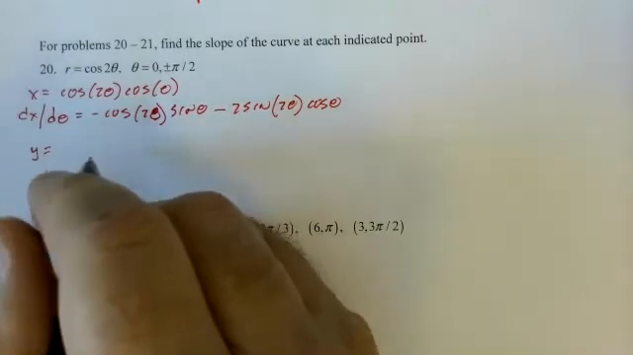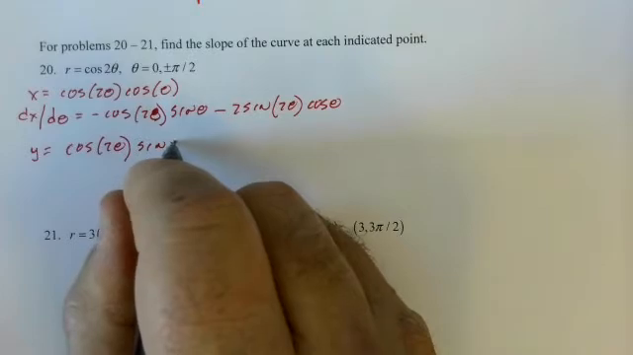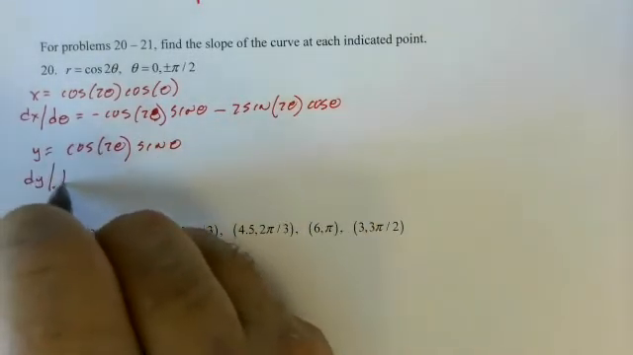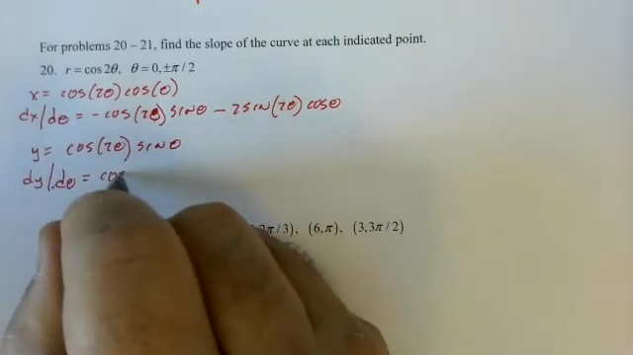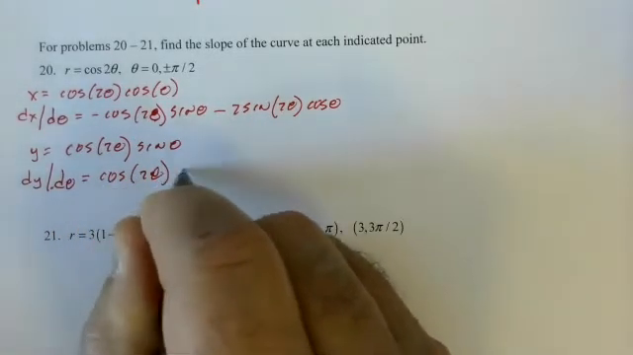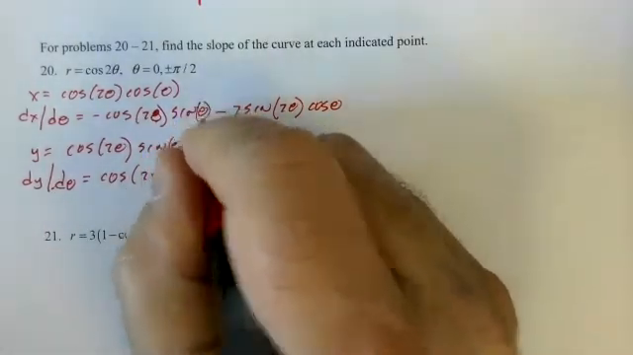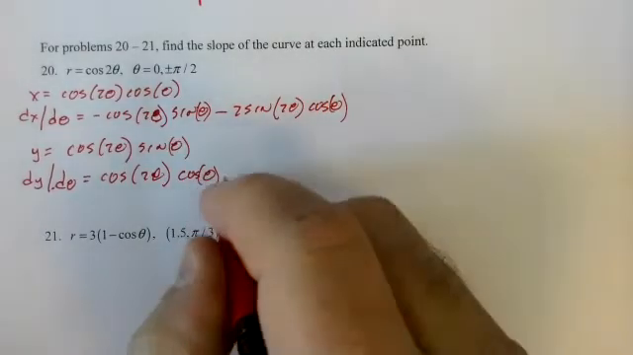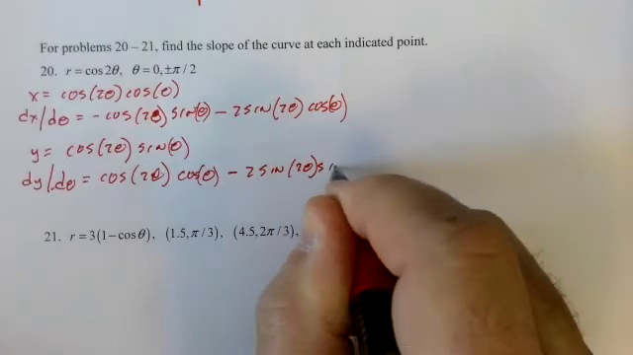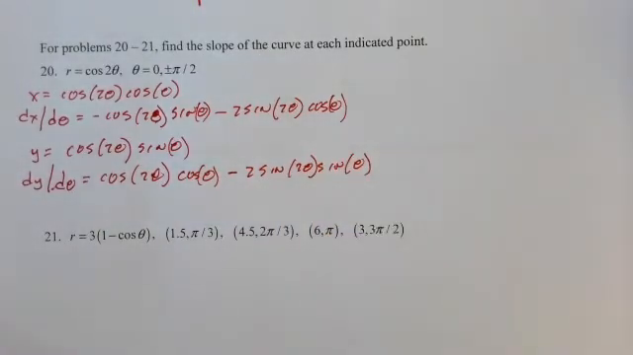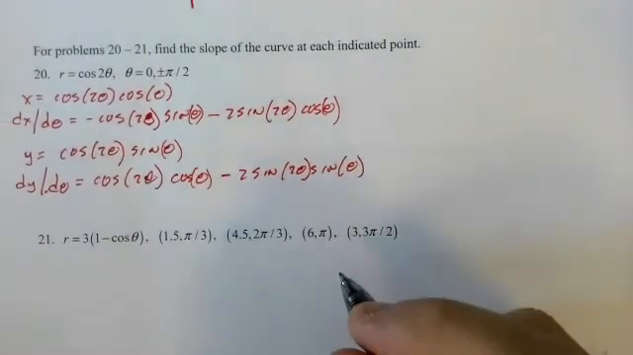y equals r sine of theta, which is cosine of 2 theta times sine of theta. dy d theta equals, leave it alone, cosine of 2 theta, cosine of theta. I shouldn't have done that, now I've got to do it everywhere. Minus 2 sine of 2 theta, sine of theta. Wow. Okay, I'm going to change colors to try and make some sense of this.